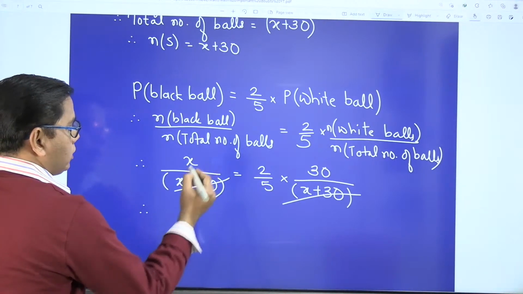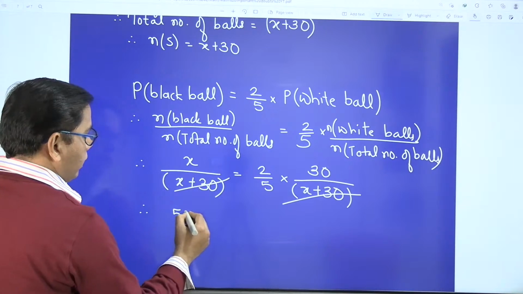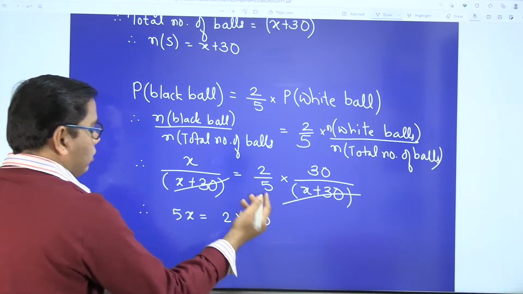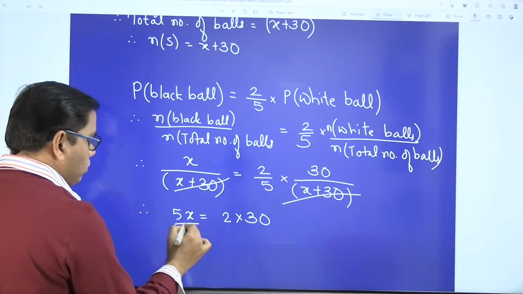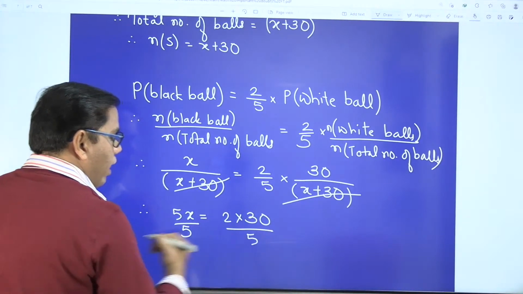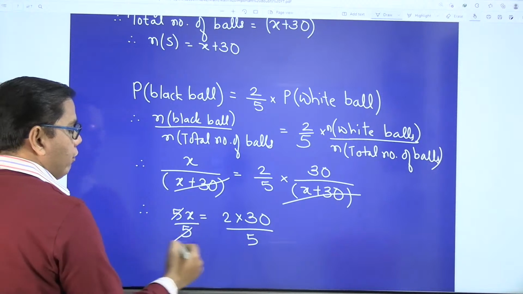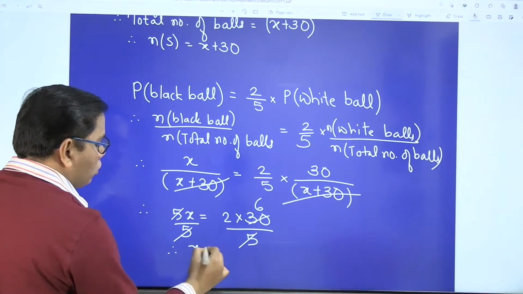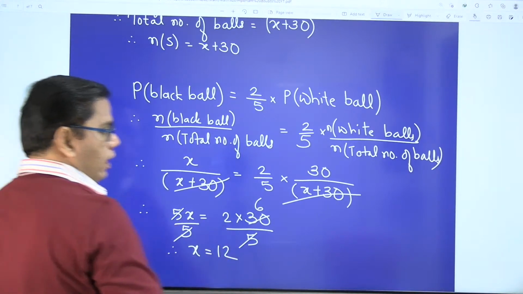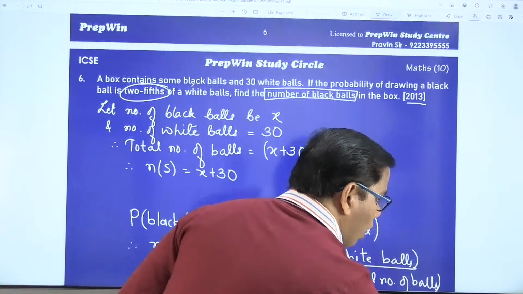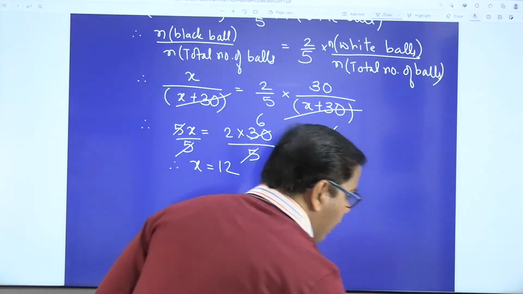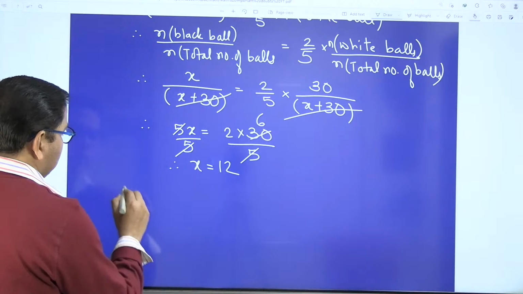So 5 into x will become 5x, isn't it? And this is 2 into 30. 2 into 30 is 60, but let the number be small, so dividing both sides by 5. 5 and 5 cancel. 5 into 6 is 30. So x is equal to 12. And what is x? X is the number of black balls. That was what we had considered as x. So this is my answer.